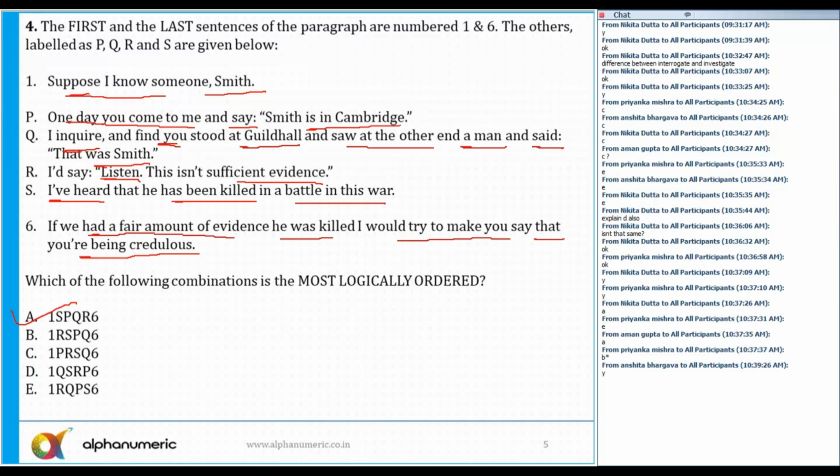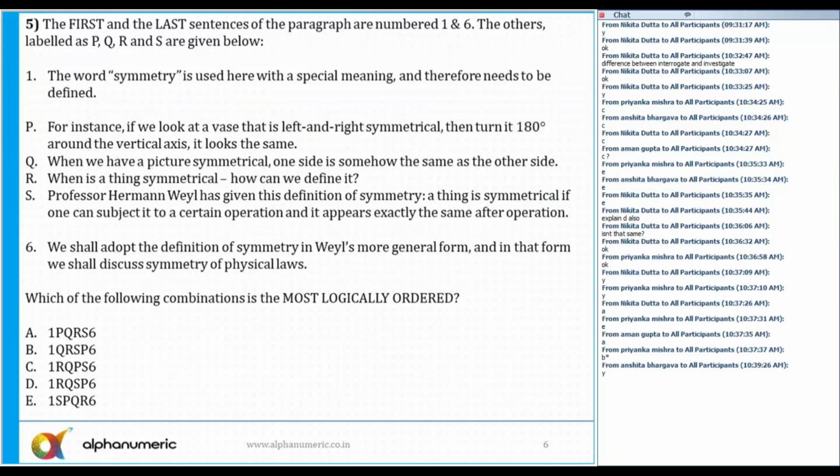Okay. Question number 5. Again, the first and last are fixed. This one was easy. The answer for this question is D. The word symmetry is used here with special meaning and therefore it needs to be defined. So first he will define it.